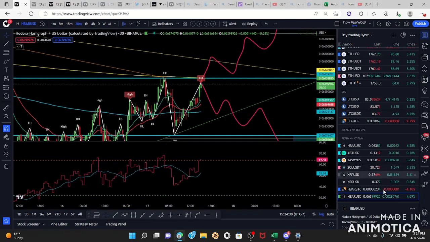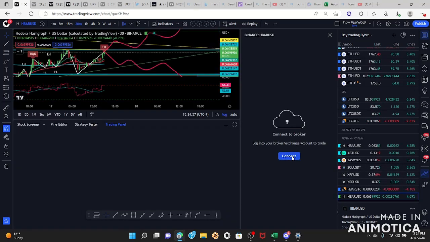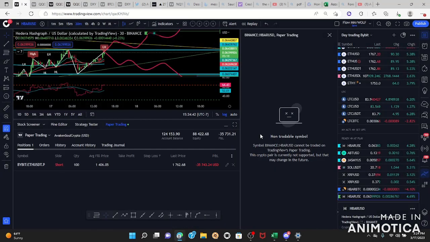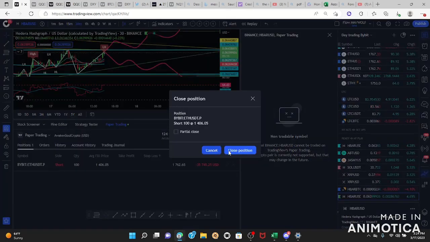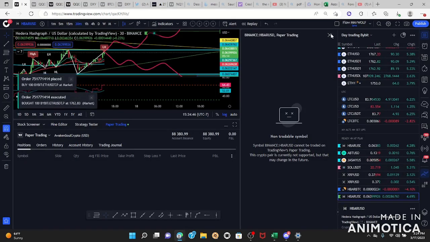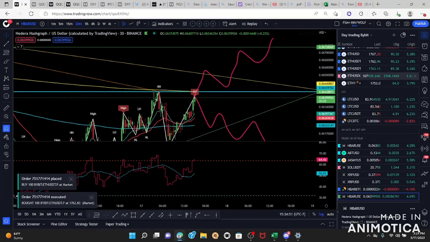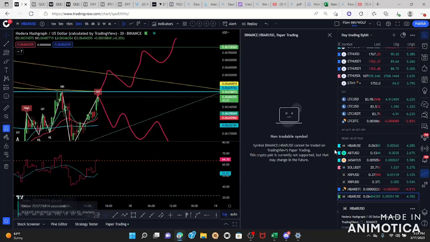Maybe, well, why don't we do some paper trading right now that I have you here? Let's turn it on. How do you connect? Right, paper trading, connect. Let me see. It's been a long time, I haven't used paper trading for a while. So right here, those two arrows, up and down, that's your paper trade.